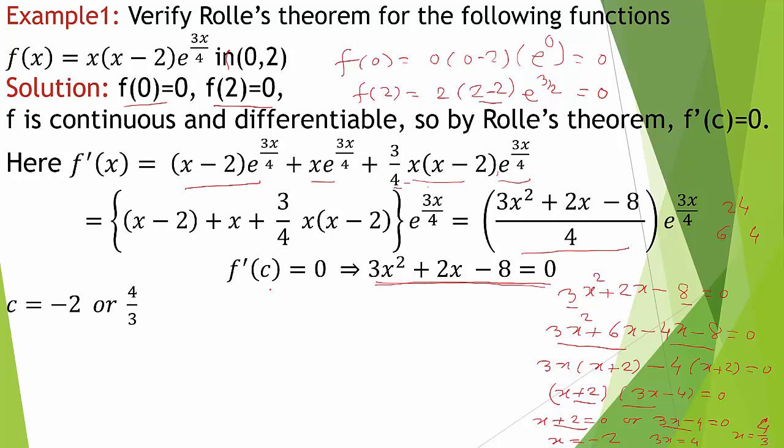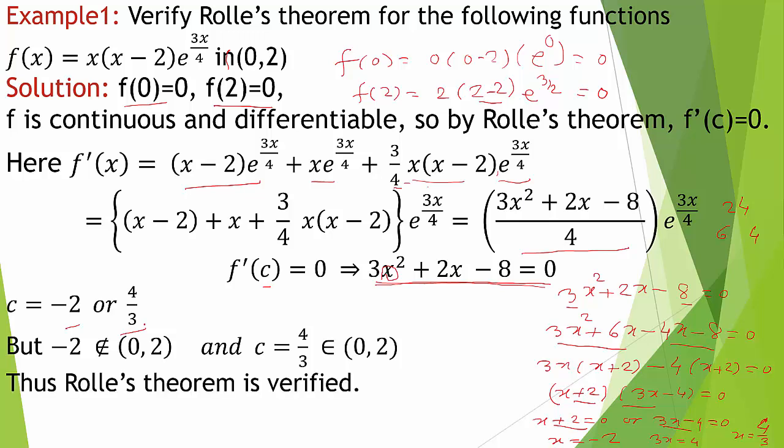And as we know that f dash c equal to 0, therefore this x must be replaced by c, and hence we get c equal to minus 2 or c equal to 4 by 3. But minus 2 doesn't belong to the open interval (0, 2), but c equal to 4 by 3 belongs to the open interval (0, 2). And hence Rolle's theorem is satisfied, because Rolle's theorem states that there must exist at least one point c in (a, b) such that f dash c equal to 0. Thus, we have verified Rolle's theorem.